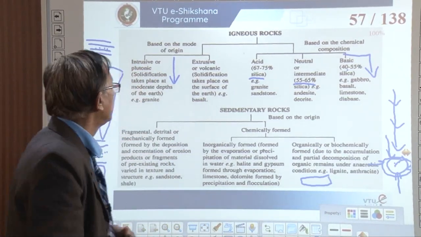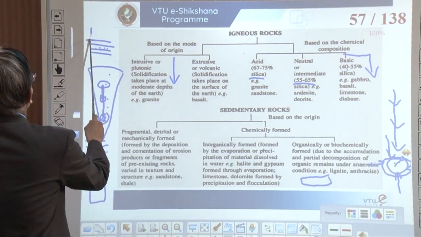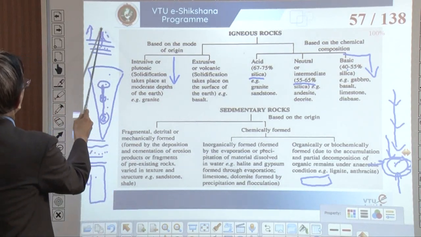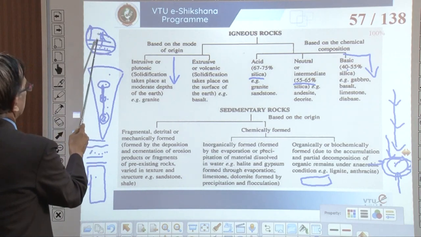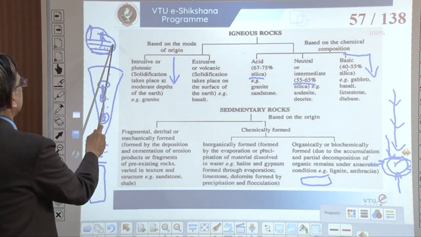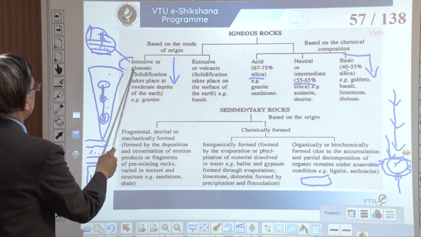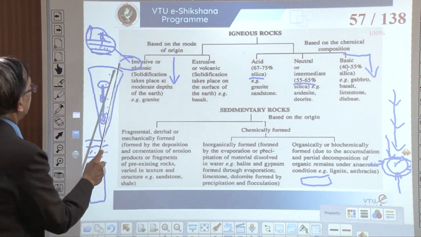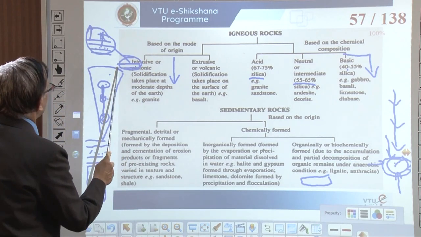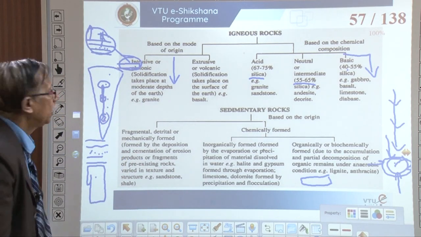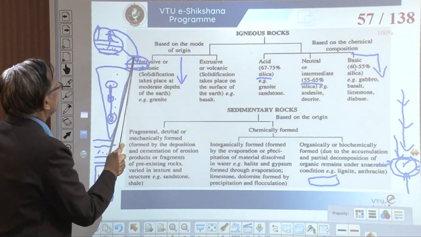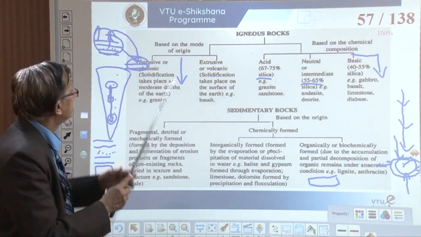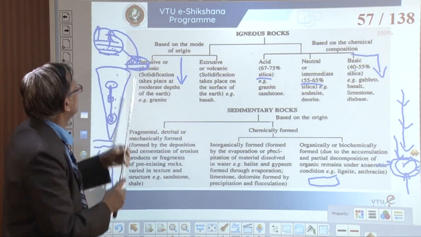Suppose we have a lot of tree, vegetal matter, which we call forest. They can get washed by heavy floods and deposited in a basin, in a depression, and there all these woody materials get deposited. On them there may be some sand or mud deposited.